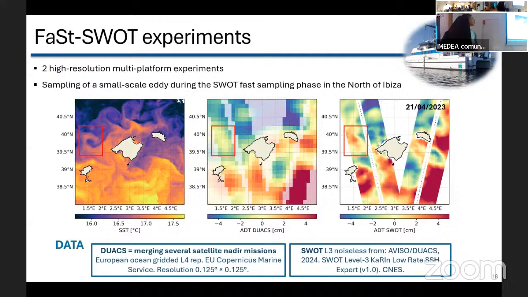Here, when I'm going to talk about the conventional altimetry, I'm using this DUACS, which is a product that merges several satellite missions. And for SWOT, I'm using the L3 version 1 product. So here it was impressive how SWOT captured this eddy also with much higher detail and magnitude than, for example, in the case of the DUACS.